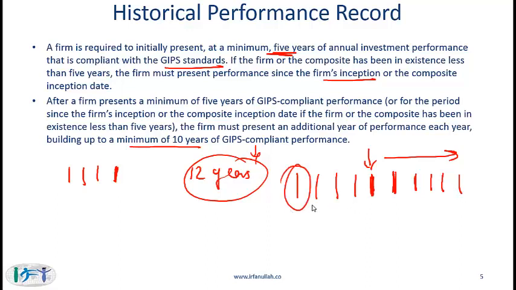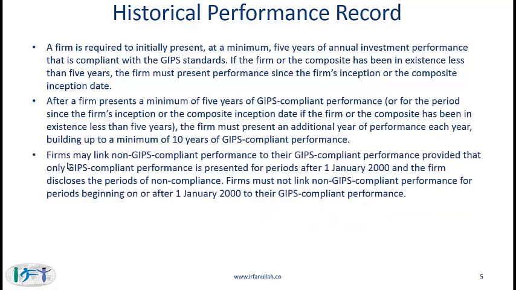Once a firm has 10 years worth of data, then it is optional to present data from time periods before this. Firms may link non-GIPS compliant performance to their GIPS compliant performance, provided that only GIPS compliant performance is presented for periods after 1st January 2000 and the firm discloses the periods of non-compliance. Firms must not link non-GIPS compliant performance for periods beginning on or after 1st January 2000 to their GIPS compliant performance.